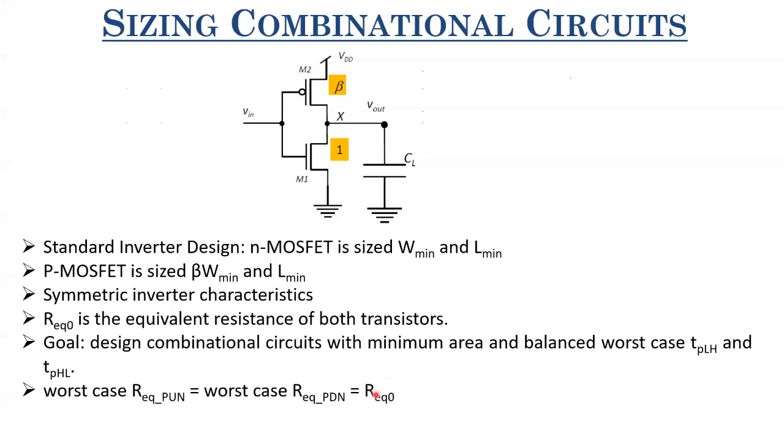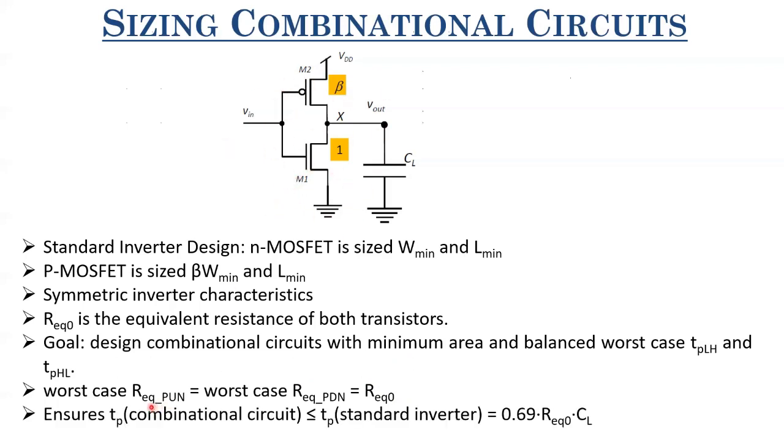Why do we want to equate it to R equivalent zero? That is a question which is not answered in any book. So what exactly is the reason behind that? If you have the worst case R equivalent of the pull-up network equal to the worst case R equivalent of the pull-down network equal to R equivalent zero, which is the equivalent resistance for both charging and discharging this CL for a standard inverter, then you end up having the propagation delay of the combinational circuit less than or equal to the propagation delay of a standard inverter. The propagation delay of a standard inverter is nothing but 0.69 R equivalent zero CL. Why R equivalent zero CL?